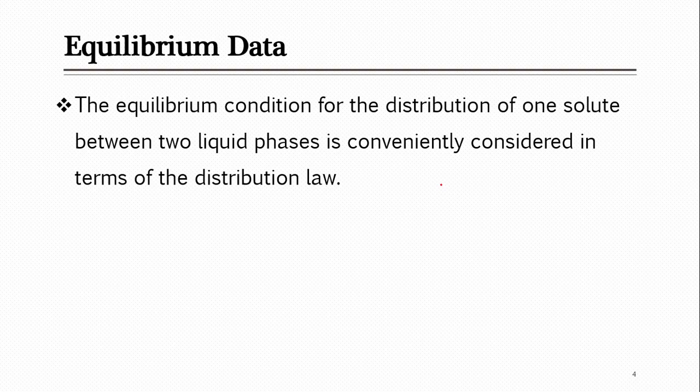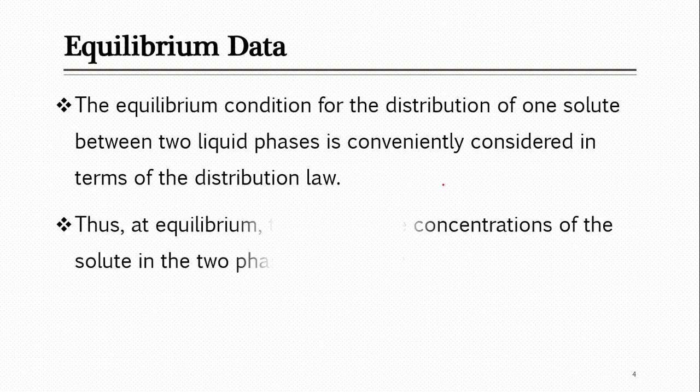The distribution law says that when a solute is distributed between two liquids, what are those two liquids? One is the carrier, which was part of the feed, and the other is a solvent introduced externally to extract this solute from the feed towards itself. When a solute is distributed between two solvents, the ratio of the concentration of the solute between the two liquids at equilibrium remains constant.